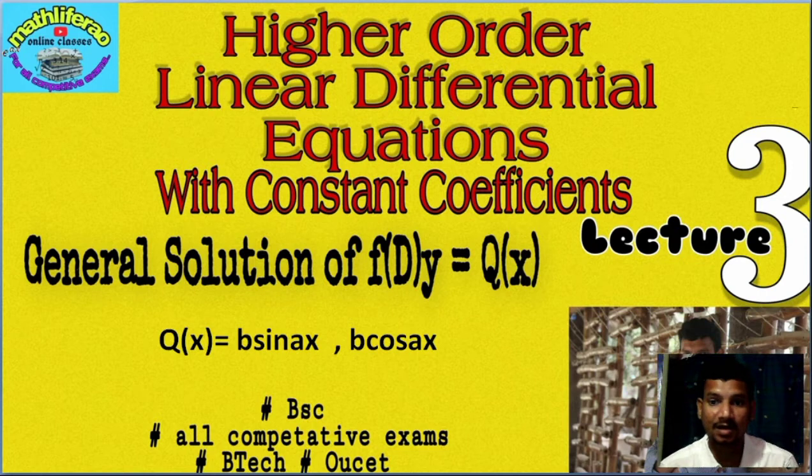Now discussing higher order linear differential equations with constant coefficients, part 3. In this part, we discuss the general solution of f(D)y = Q(x), where Q(x) is a continuous function, in terms of b sin ax or b cos ax. So we will discuss the concept of this problem as well as some example problems.